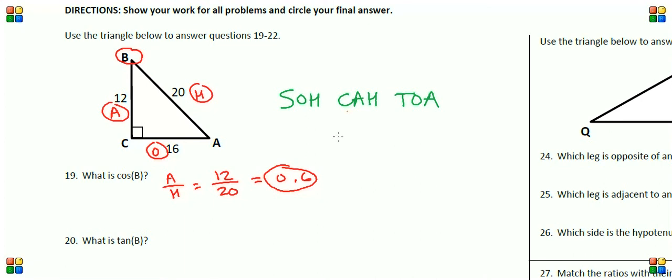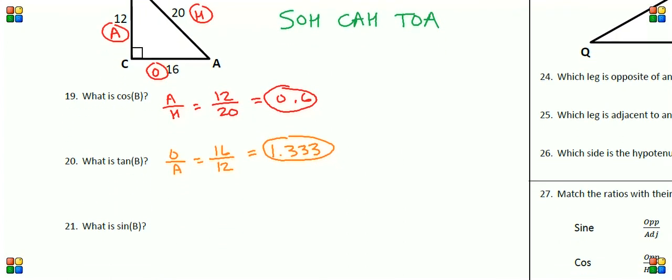All right, let's take a look at number 20, which says, what is tangent of angle B? Well, we go back to our acronym. Tangent is opposite over adjacent. And looking back at our triangle, the length of the opposite side is 16. The length of the adjacent side is 12. And plug that into your calculator. 16 divided by 12. It's a repeating decimal, so I'll just run it out there to 3 decimal places. It is 1.333 is tangent of angle B.